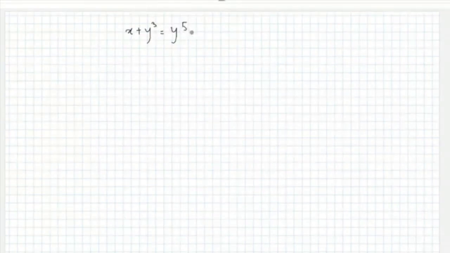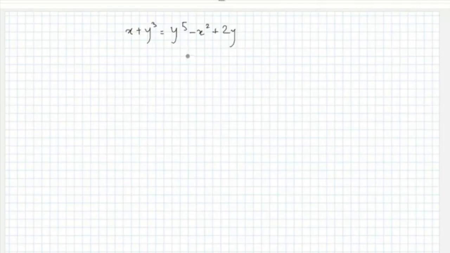You have a function. I'm not going to solve this example in entirety. You can solve this, but I'm just trying to give you examples of implicit functions. So you have x plus y raised to the power 3 is equal to y raised to the power 5 minus x square plus 2y, right? You have to find dy by dx. Now again, what do you see? This is a kind of an implicit function.